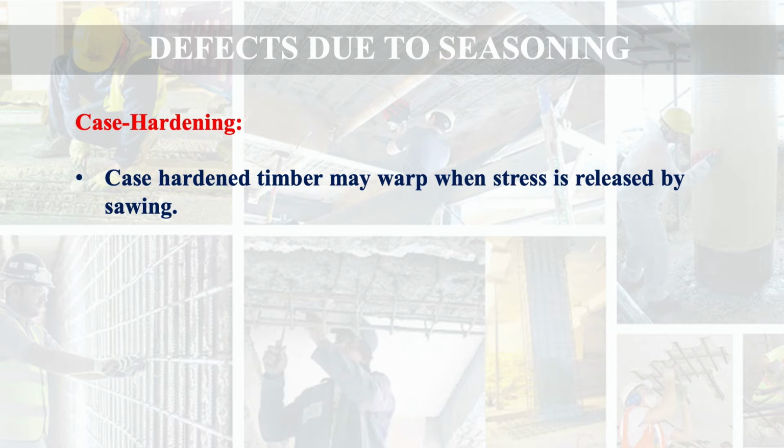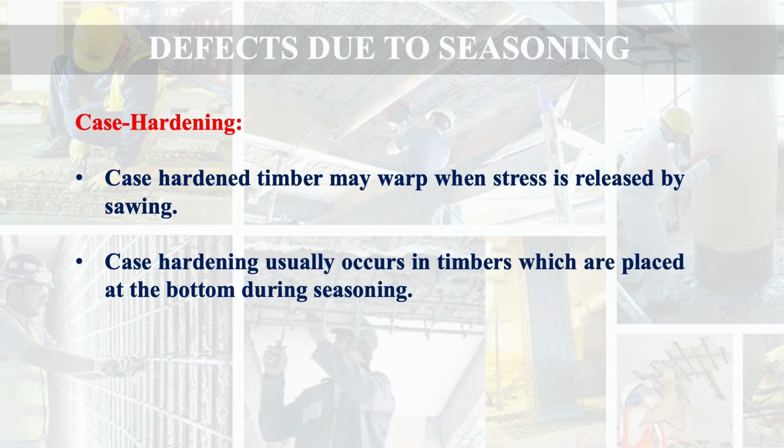Case hardened wood may warp considerably and dangerously when the stress is released by sawing. This defect usually occurs in timber which is placed at the bottom during seasoning. So this is the condition when this defect may occur in the timber.